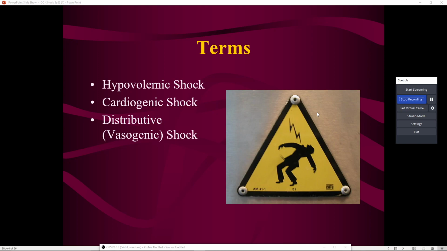Distributive is also known as vasogenic shock. Under distributive shock, we have 4 subcategories, and they are anaphylactic shock, septic shock, neurogenic shock, and psychogenic shock. Psychogenic we don't talk about too much, but we definitely are going to dabble a little bit into the anaphylactic and septic shock realms, maybe even discuss just briefly neurogenic shock. So let's go ahead and get started.